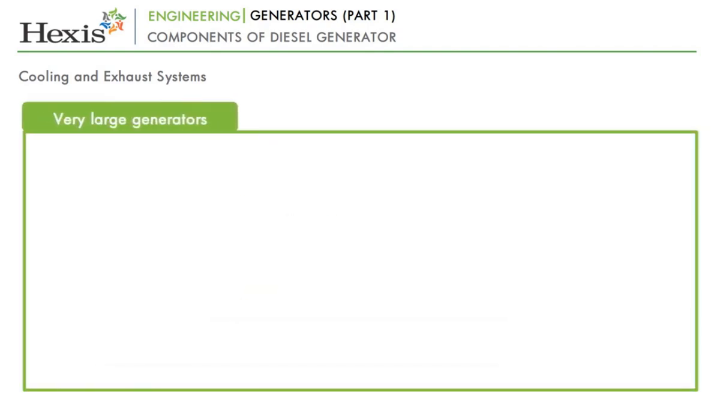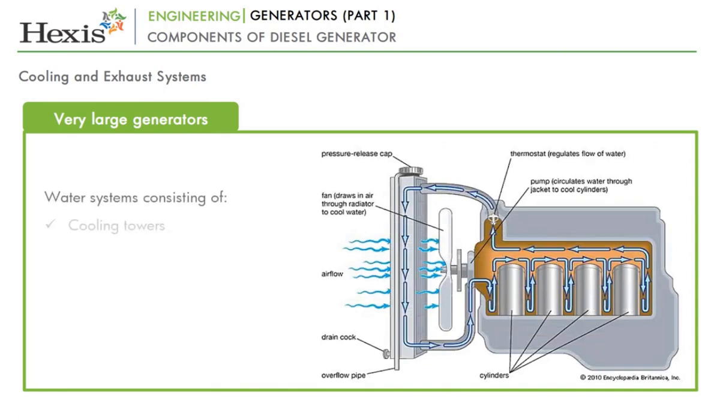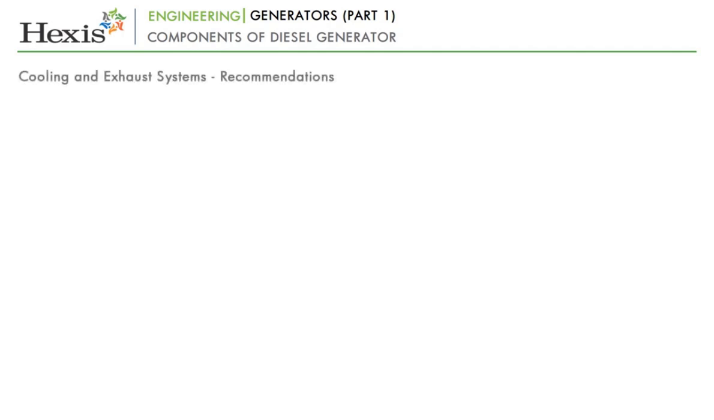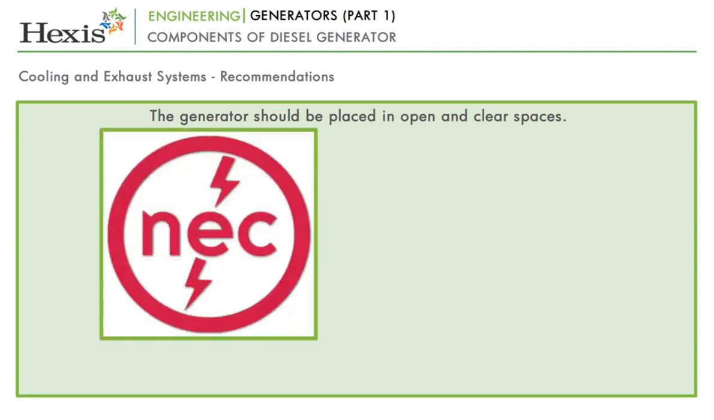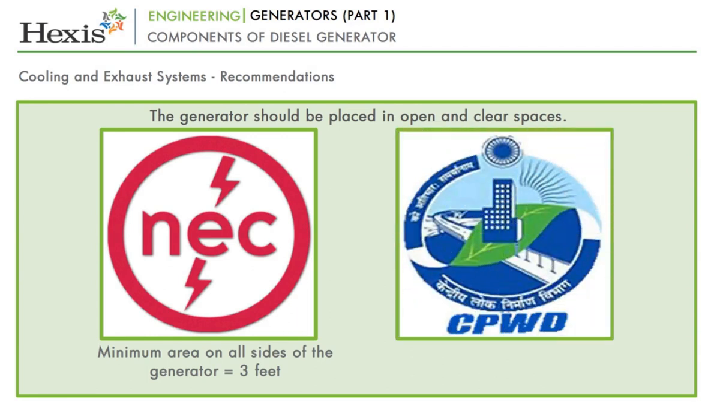In very large systems, water systems consisting of cooling towers, fresh water, a regular radiator and a fan mounted on the generator are deployed. Here are some of the recommendations for cooling and exhaust systems. The generator should be placed in open and clear spaces. The National Electrical Code, that is NEC of USA, mandates that a minimum area of 3 feet be allowed on all sides of the generator to ensure free flow of cooling air. Whereas the Central Public Works Department, Government of India, recommends 1.5 to 2 meters space around the DG.